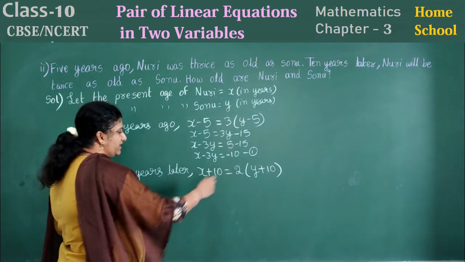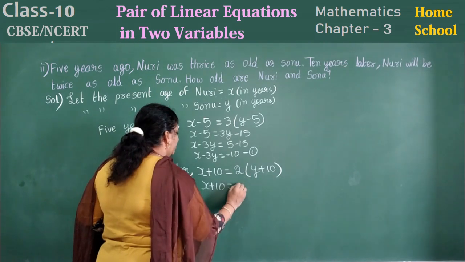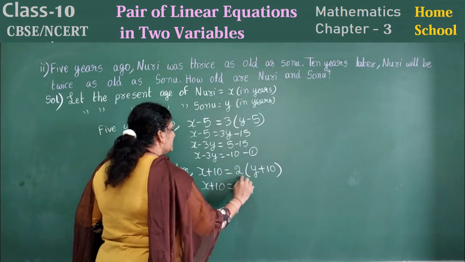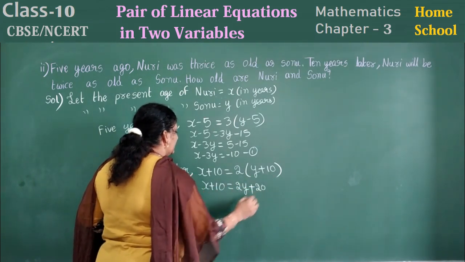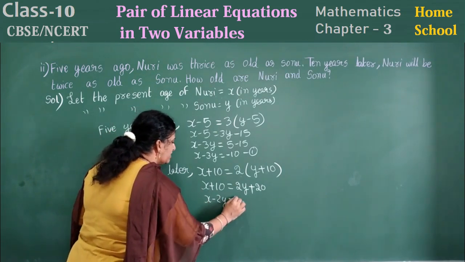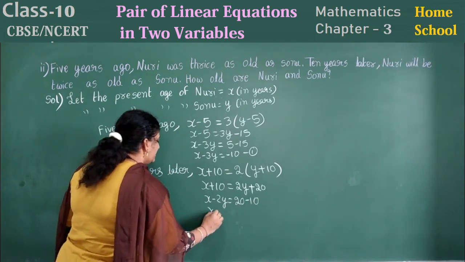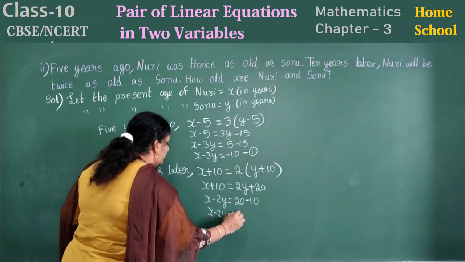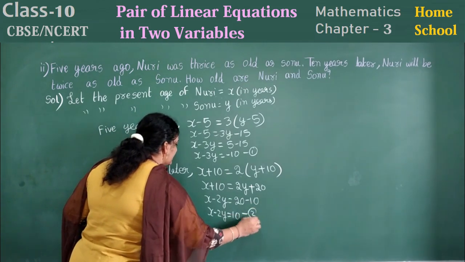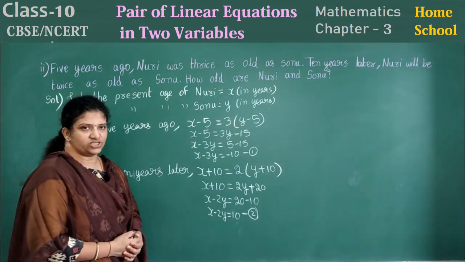So let's simplify this one. x plus 10 is equal to 2 into y, 2y plus 2 into 10, 20. Bring this 2y this side. x minus 2y is equal to 20 minus 10. x minus 2y is equal to 10. Mark this as second equation. Right? These are the two equations.